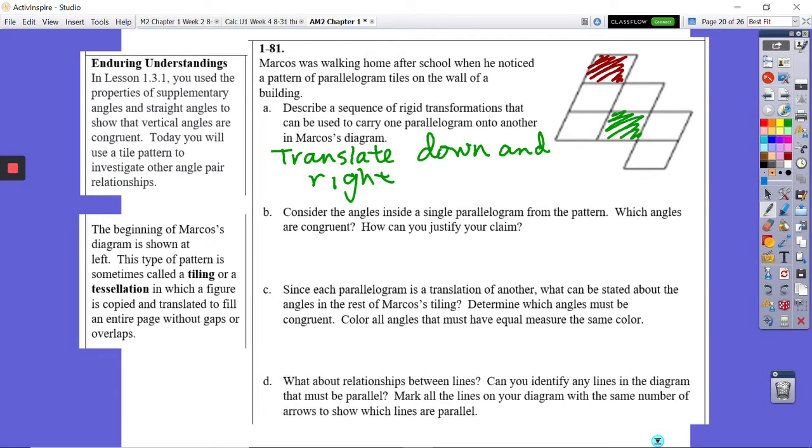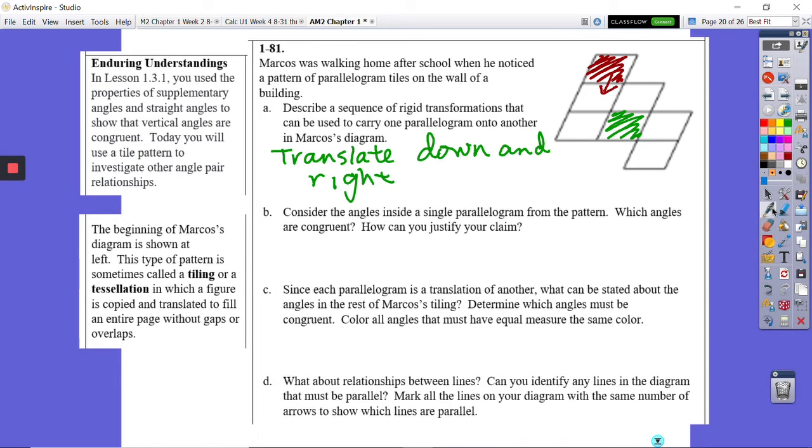But we could also reflect straight across and it would be there. So there are other ways to think about it, but translating is the easiest way. And with a tessellation, you're really only translating. Consider the angles inside a single parallelogram. So we're just going to look at one of the parallelograms.